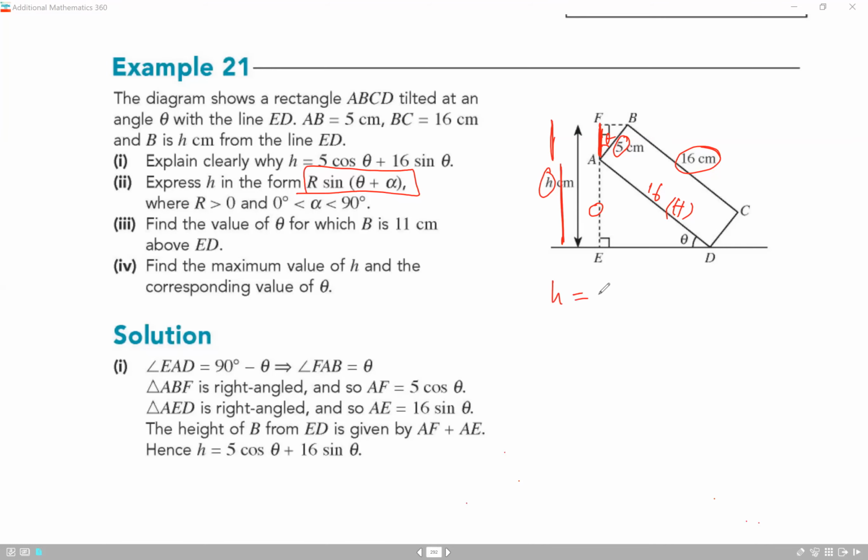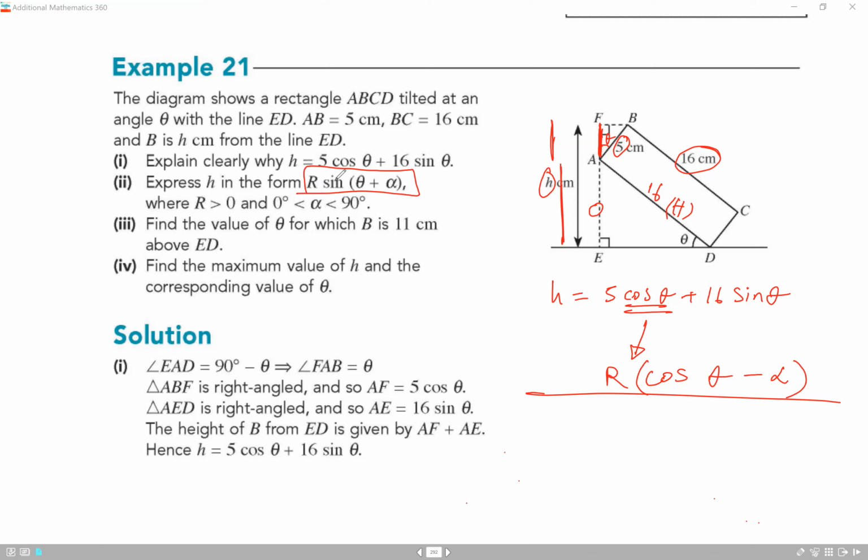Because H equal to 5 cos theta plus 16 sine theta. Usually when you see the cos, I always ask you to do what? Write this down, right? This is a standard, right? Guys, I need your answers. Is this how we do? Right? Seriously, guys, you're not going to help yourself, huh?